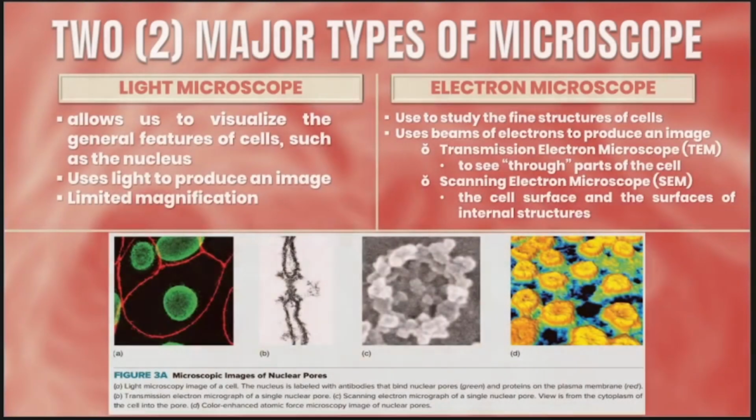Now, in order for us to examine your cell, we use an instrument that would magnify the image and allow us a better or greater visualization, and that would be your microscope. There are two major types of microscope that are used in medical laboratory science, and that would be light microscopy and electron microscopy. The light microscope would allow us to visualize the general features of cells.